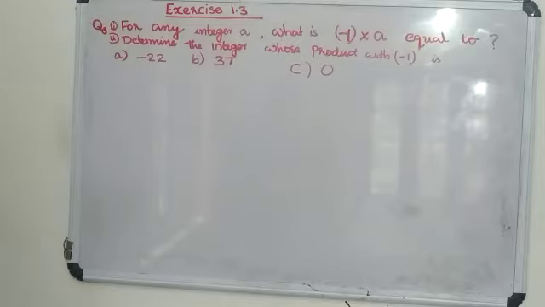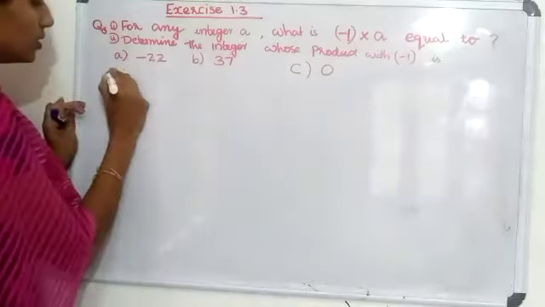Okay. Exercise 1.3, question number 3. In that, the first question: for any integer a, what is minus 1 into a equal to? We need to find that. The second question: determine the integer whose product with minus 1 is the given integers. We have to determine their product with minus 1. Okay, so shall we start our class? We will do the problem.